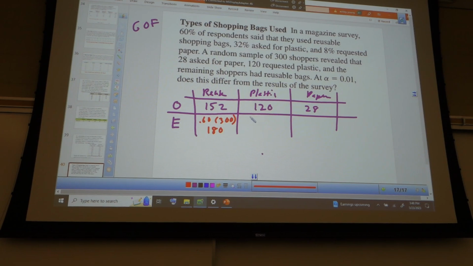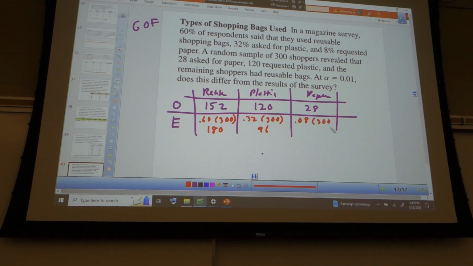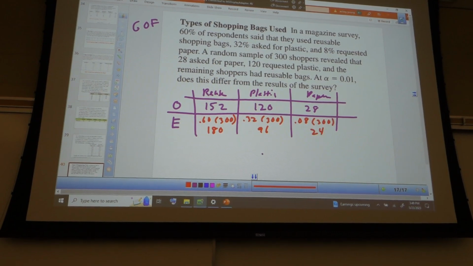Same thing here with the plastic. What is that? 32% of 300. 96. And this one is 8%. 8% is 0.08, not 0.8, times 300. Good. But remember, these can be decimals, and you need at least one decimal place.